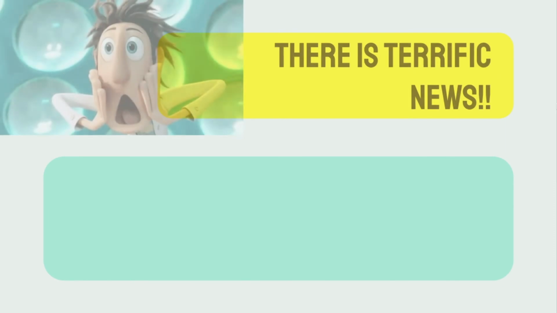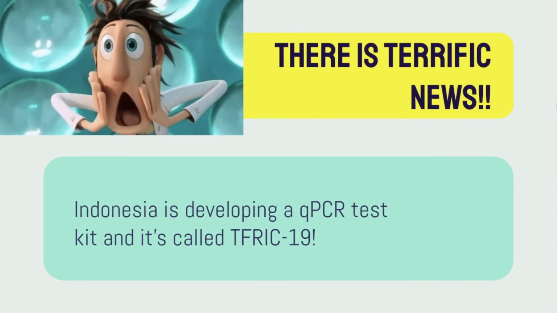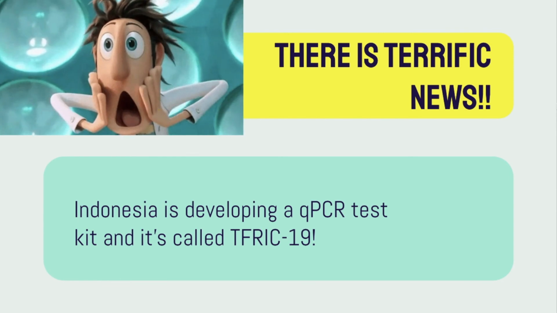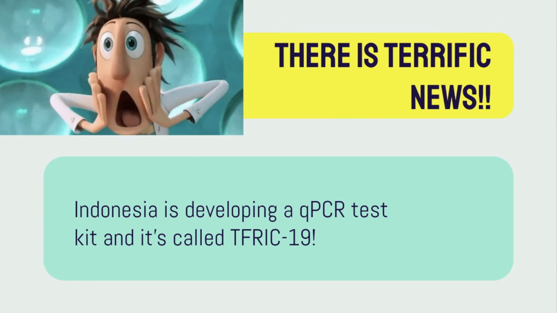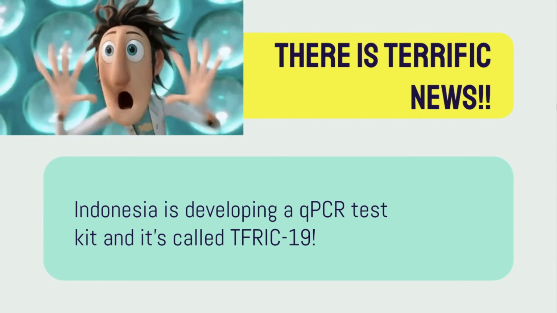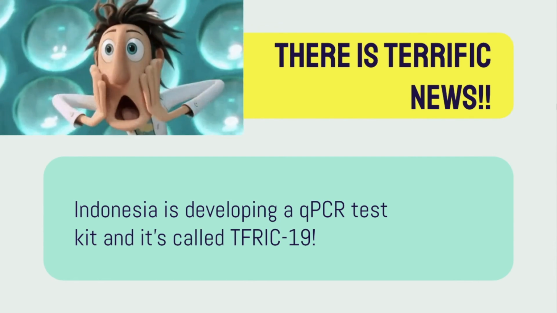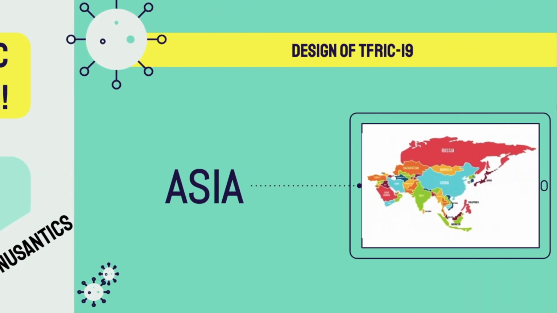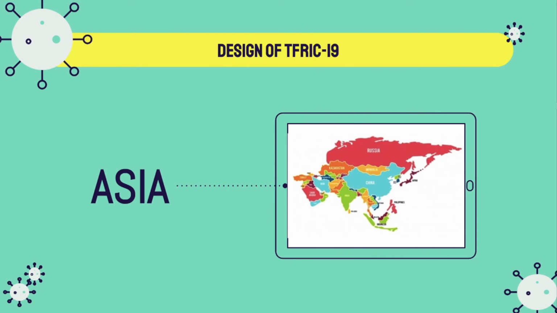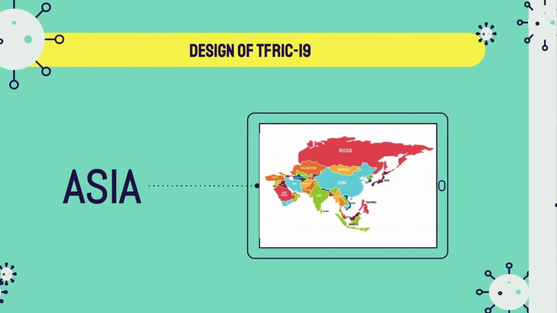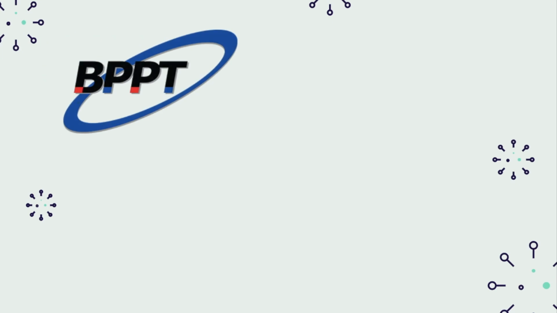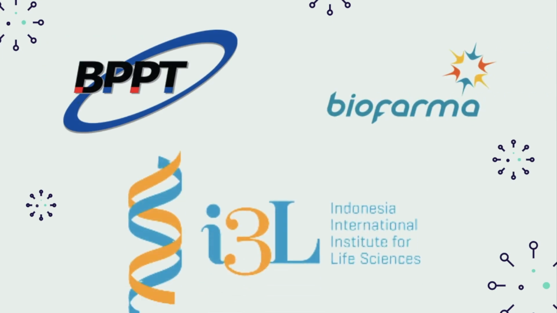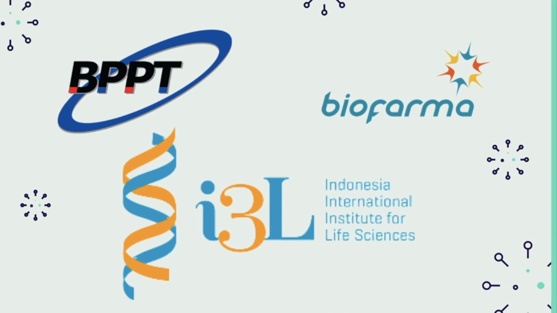For all listeners at home, we have terrific news. There's news coming from Indonesia regarding the successful production of a prototype for an RT-PCR COVID-19 test kit in Indonesia. The test kit is called Nusantara TFRIC-19 and is being developed by Nusantics. The design was made according to the genomic data of the virus spread throughout Asia. This test kit produced by Nusantics will be produced massively by BPPT, Bio Farma, and Indonesia International Institute for Life Science, or I3L.